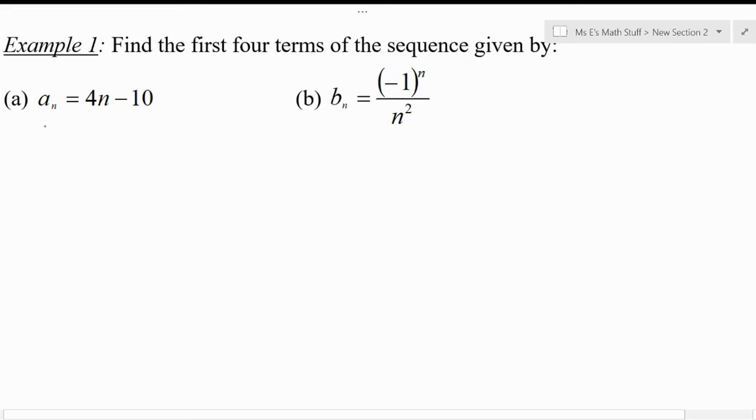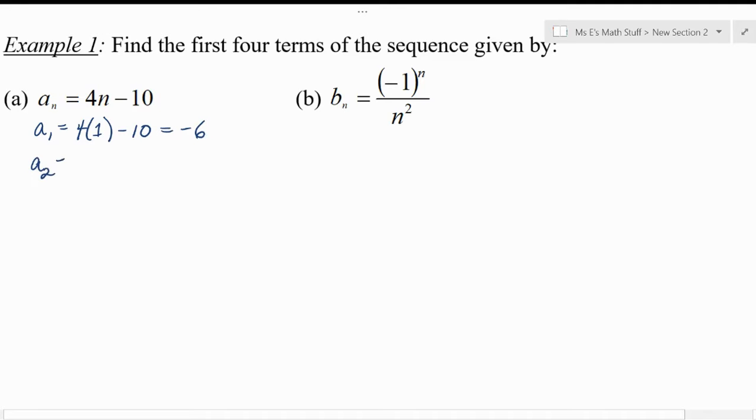So a sub n means the nth term. So if you want the first term, then you let n be 1. So a sub 1, and then you just follow your substitution nose here. Oh, by the way, previously I said 1, but I totally meant 10 here for this term here. Anyway, so you'd have 4 times 1 minus 10. So your first term would simply be negative 6.